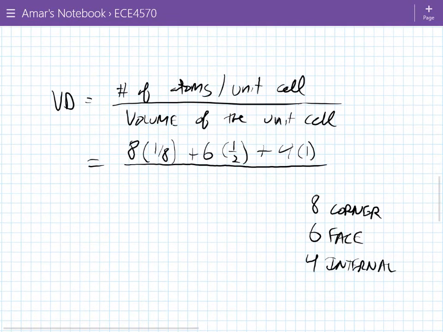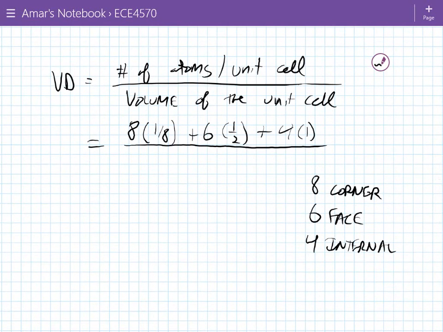And then we divide it by the volume of the unit cell. One angstrom is equal to 10 to the negative 8 centimeters. So for this class, we'll be using centimeters as the length unit. This is just the convention of everyone in the solid state field. We just tend to use centimeters. So 5.4 times 10 to the negative 8, and this will be cubed.